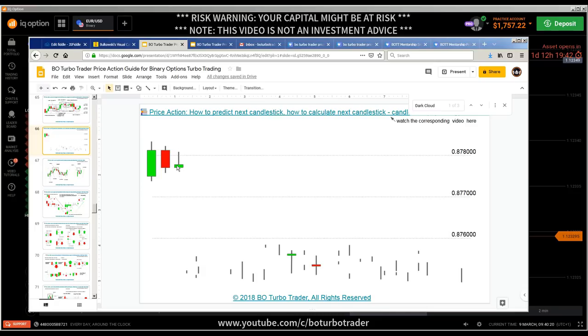So on the next candle, what exactly did I do? Another put. Why did I do another put? Because now is coming the process of continuation, not the process of elimination.